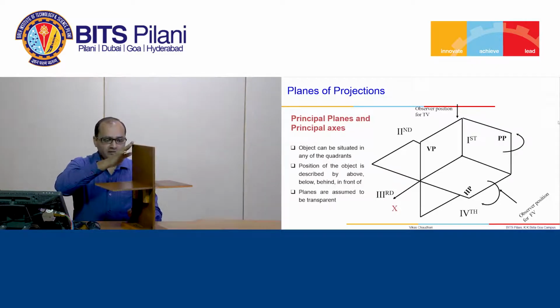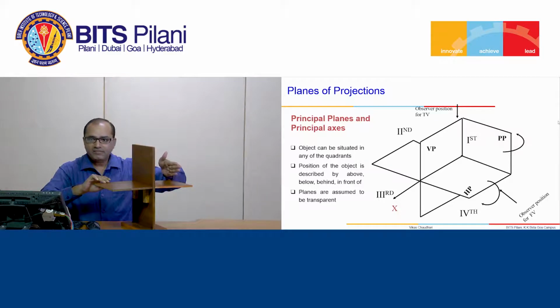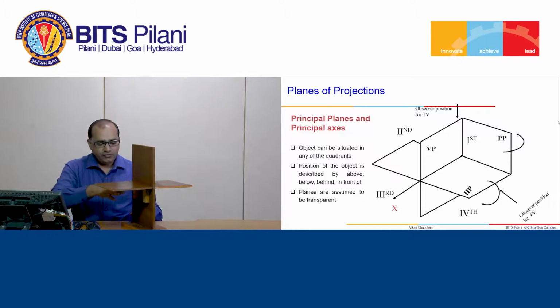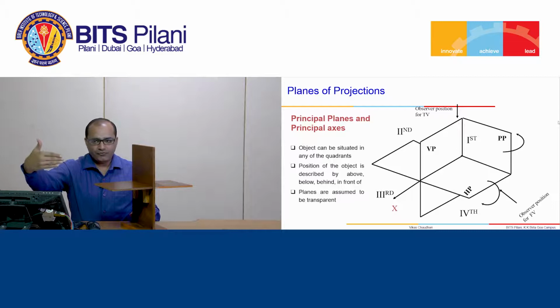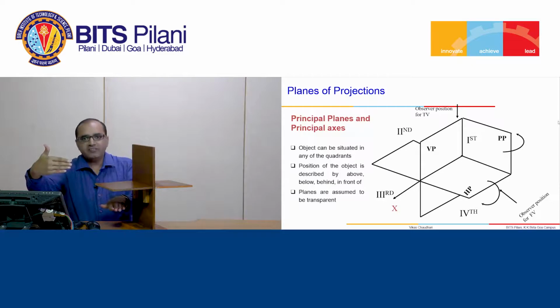Description of the quadrant: the region which is above the horizontal plane in front of the vertical plane is the first quadrant. The region which is above horizontal plane behind the vertical plane is the second quadrant. The region which is below horizontal plane and behind vertical plane is the third quadrant. The region which is below the horizontal plane and in front of the vertical plane is fourth quadrant. Observer is here for front view. This is first quadrant, observer is here. So my hand indicates the direction position of the observer. So first quadrant and fourth quadrant is nearer to the observer.